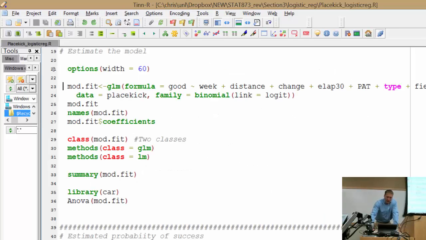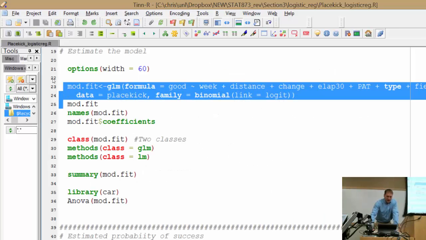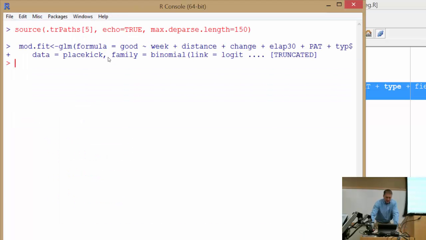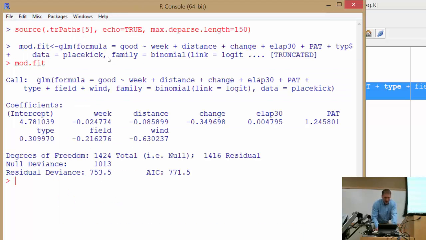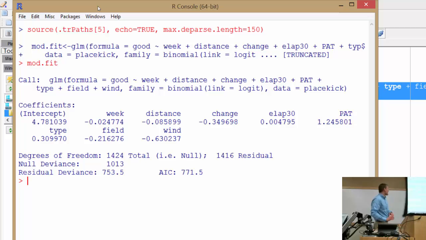So I'm going to put the results into an object called mod.fit. And let's just print off mod.fit here. And you can see a little bit of the information of what's actually stored in mod.fit. What you see there is something called coefficients. These are the beta hats. So beta hat 0 is 4.78.